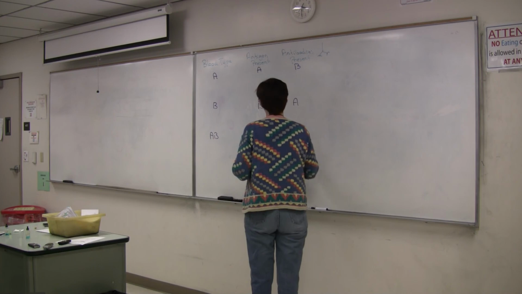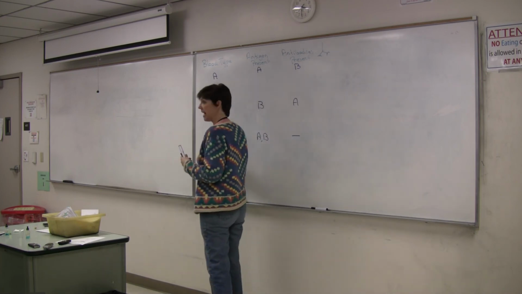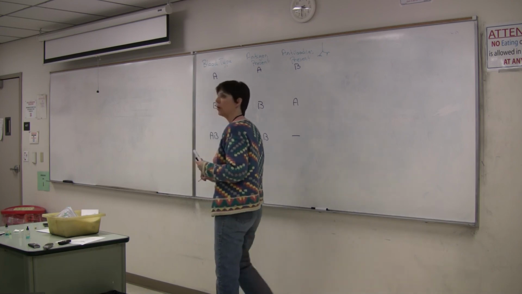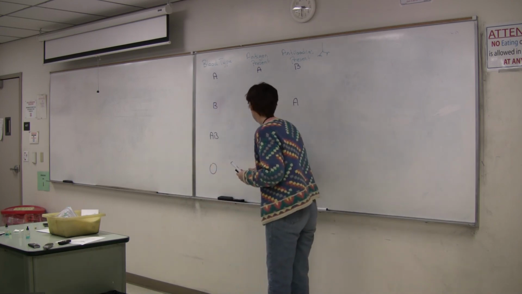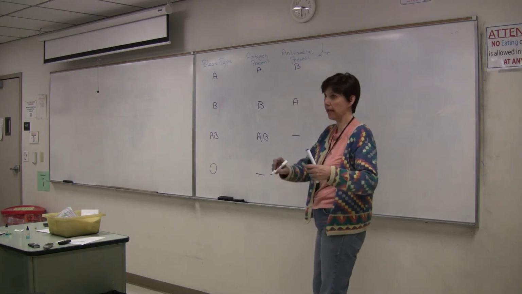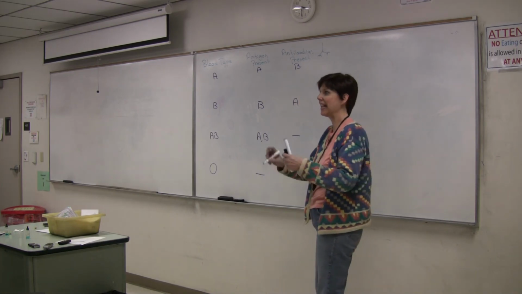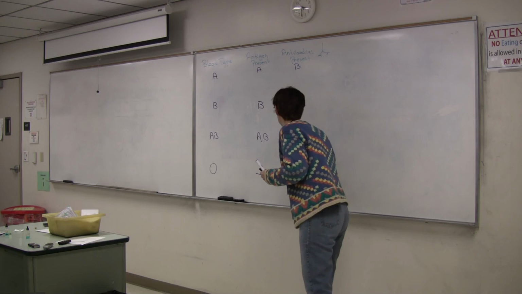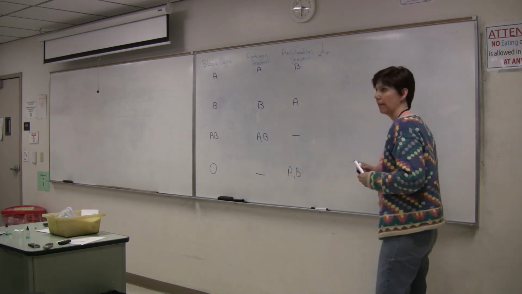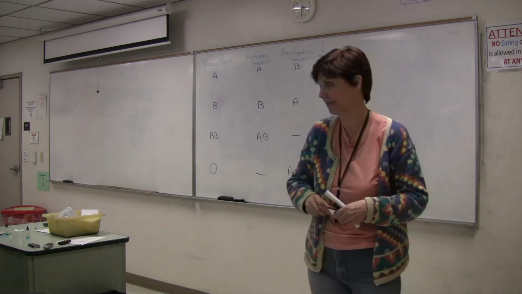Okay? Now, if you don't have any antigens, your blood type is O. Okay? Means no antigens. Since you have no antigens, you have antibodies against both. All right? So you would have A antibodies and B antibodies. Okay, everybody with me on that? All right.